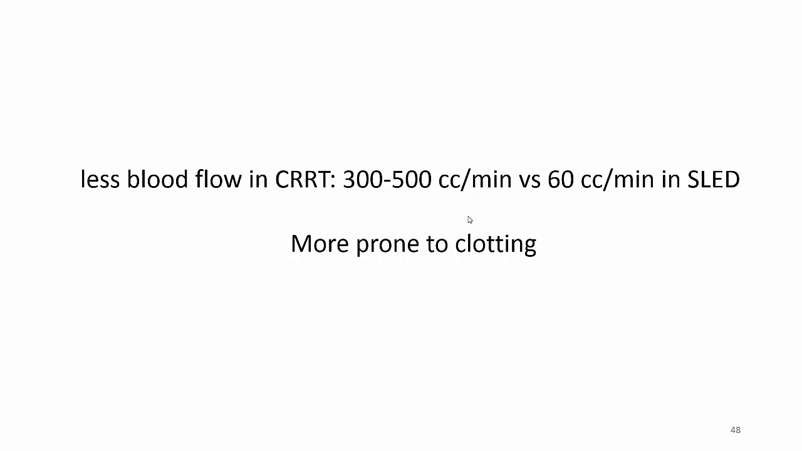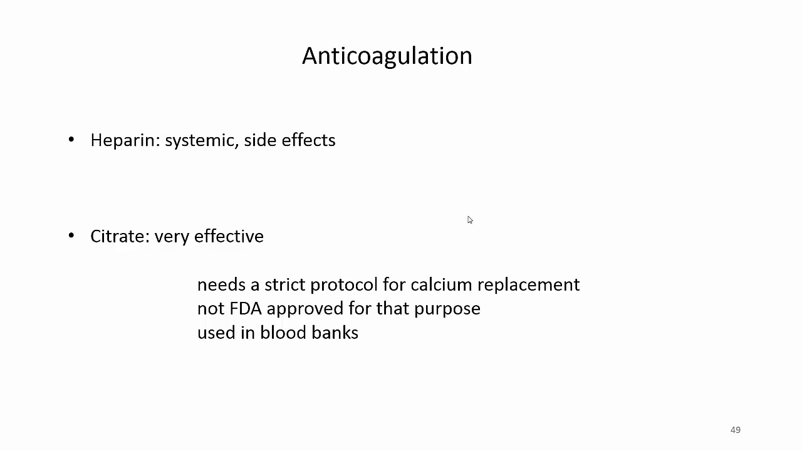But as you may imagine, that will mean that you will probably have more chance of clotting, because when the blood is just not flowing very far in a very powerful fashion, you're probably going to clot. So you need to use some sort of anticoagulation, which is not needed in intermittent hemodialysis. And for this anticoagulation, you could use heparin. It's used in a lot of places. It's not good because you will end up with systemic anticoagulation and with the side effects that come with it.